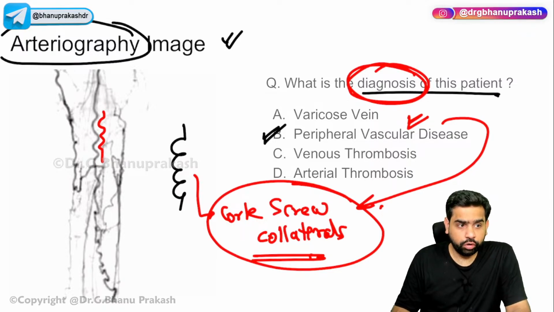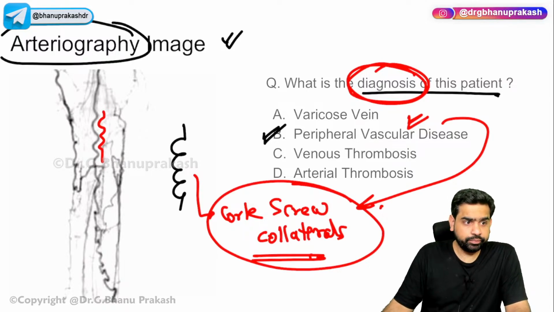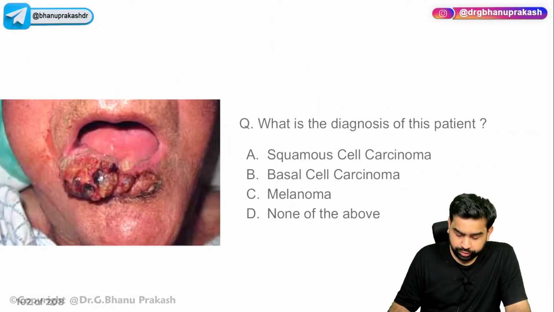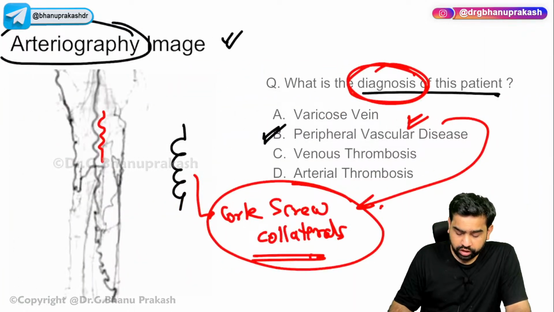Peripheral vascular disease, corkscrew collaterals, thromboangiitis obliterans, Buerger's disease. I hope you are able to understand this particular point. Understood? Got it? Okay, right guys. So corkscrew collaterals on the arteriography, peripheral vascular disease.